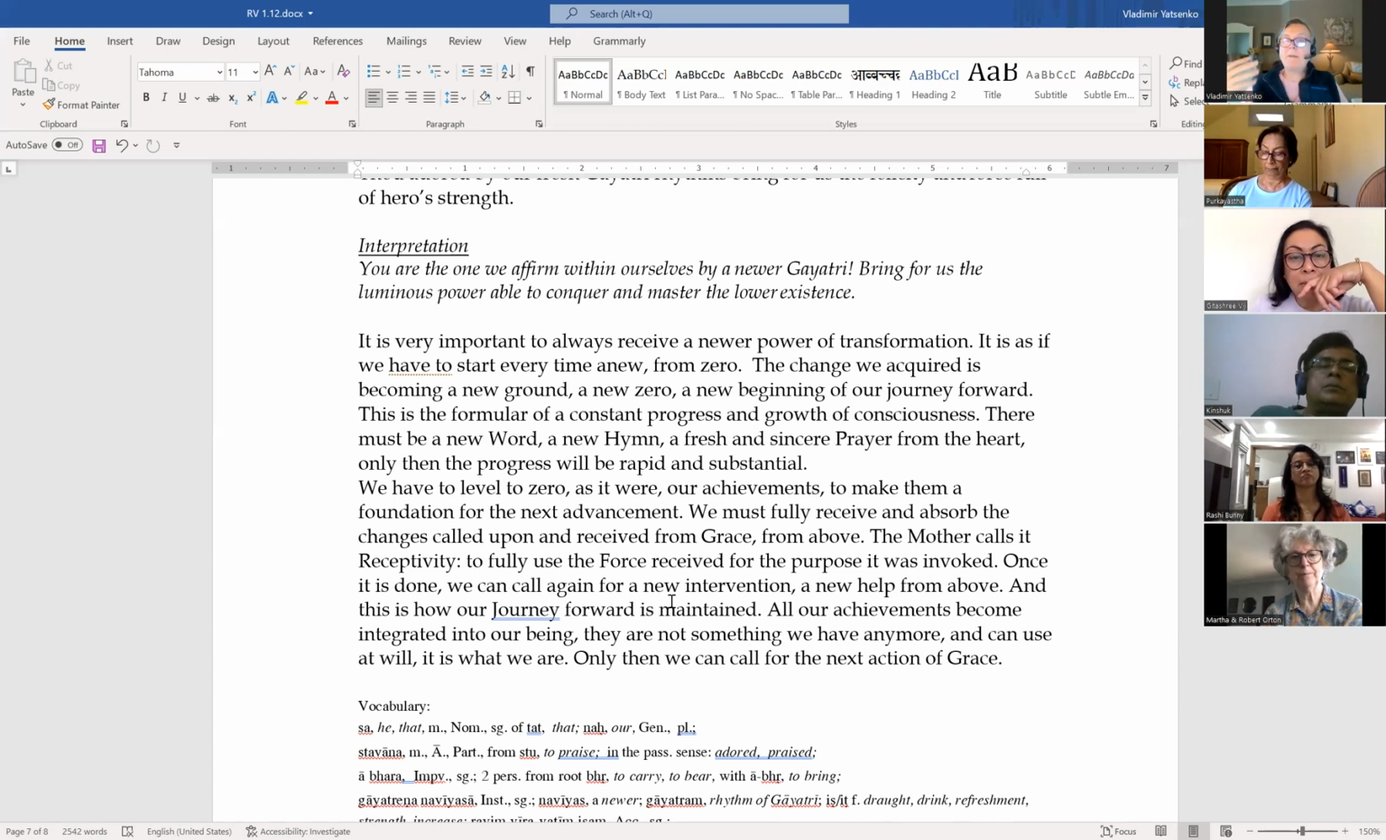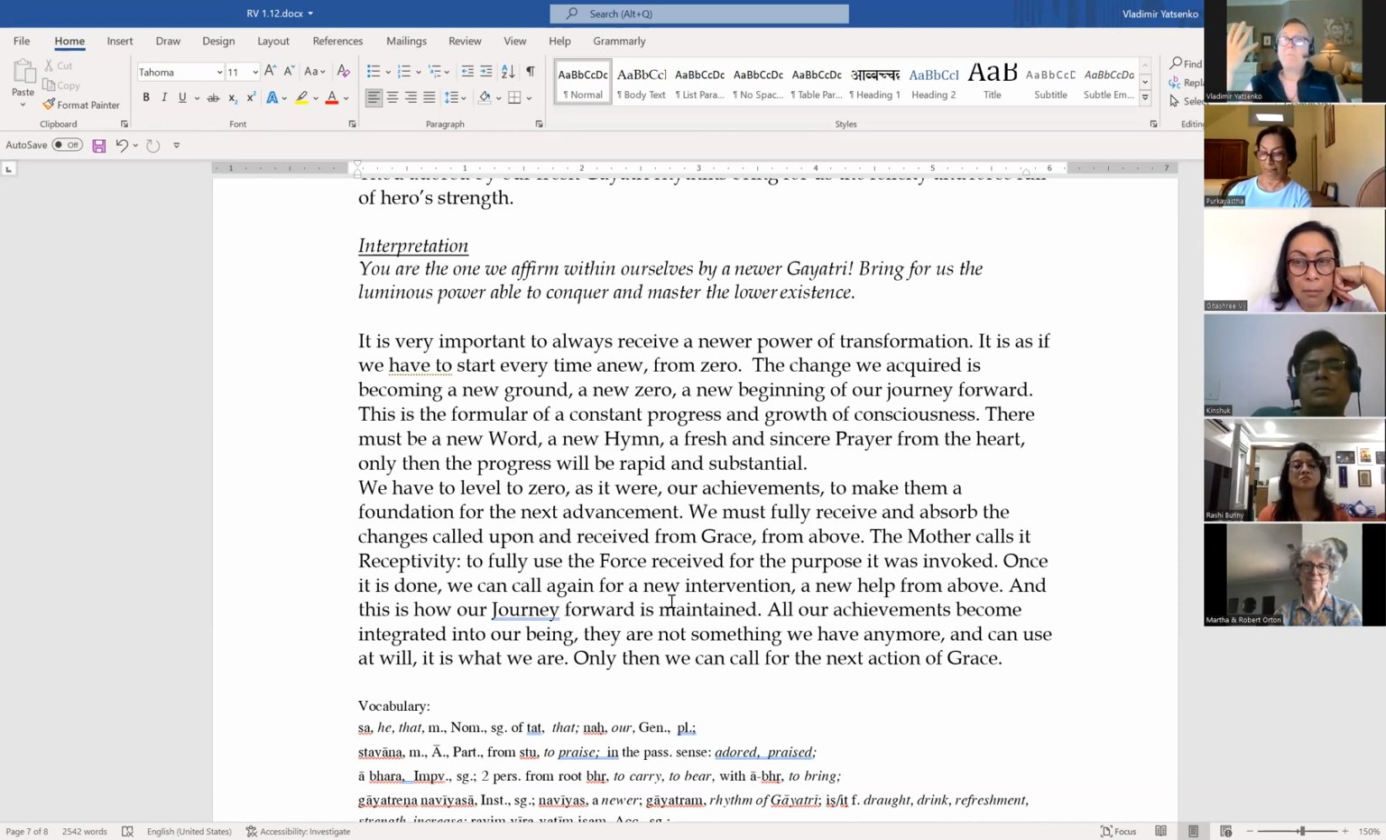We cannot repeat something which is already settled in our mind. Our call has to be fresh, new. If it is the repetition, mechanical, it's not working the same way. So we have to level to zero, as it were, our achievements, to make them a foundation for the next advancement. We must fully receive and absorb the changes called upon and received from grace from above. The Mother calls it receptivity, to fully use the force received for the purpose it was invoked.